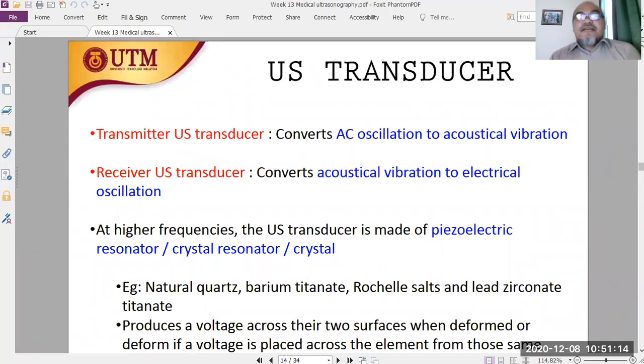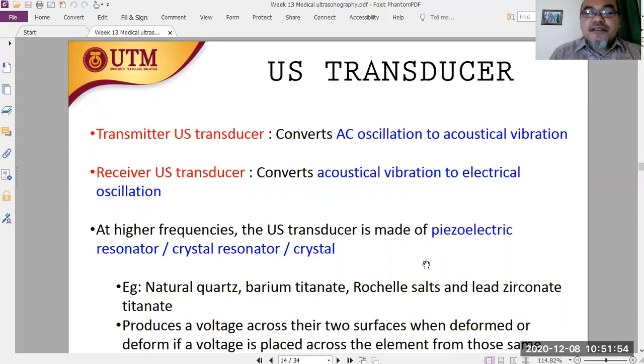What are the transducers made of or used for in ultrasonography? I have mentioned that usually they are piezoelectric material. The transmitter part of the ultrasonic transducer will convert AC oscillation, alternating current voltage, into acoustical vibration. Then the receiver part of the ultrasonographic transducer will convert the incoming acoustical vibration, the scattered or reflected acoustical vibration from the tissue, back into electrical oscillation.